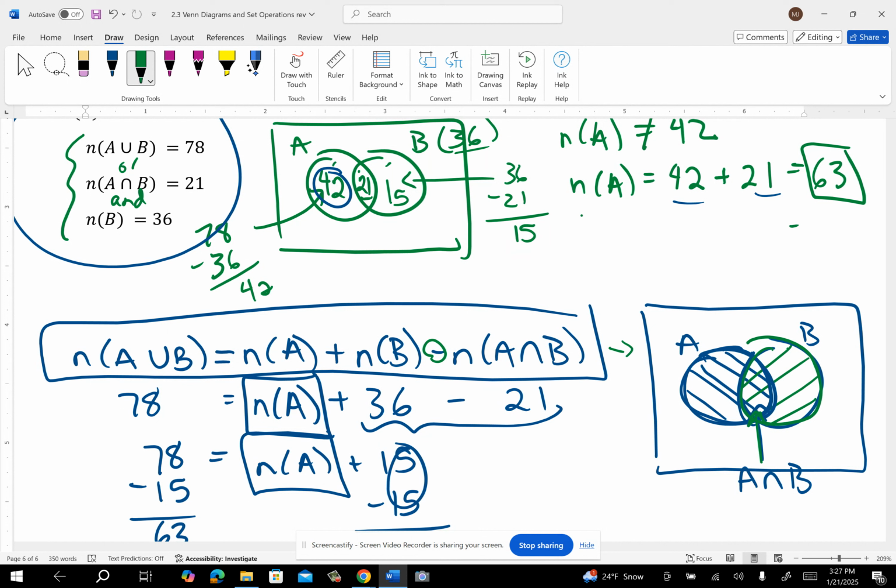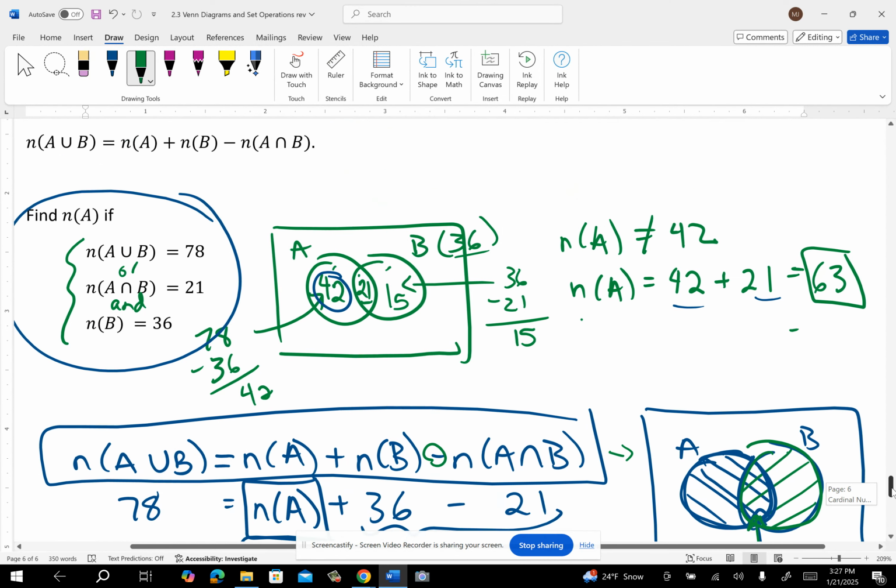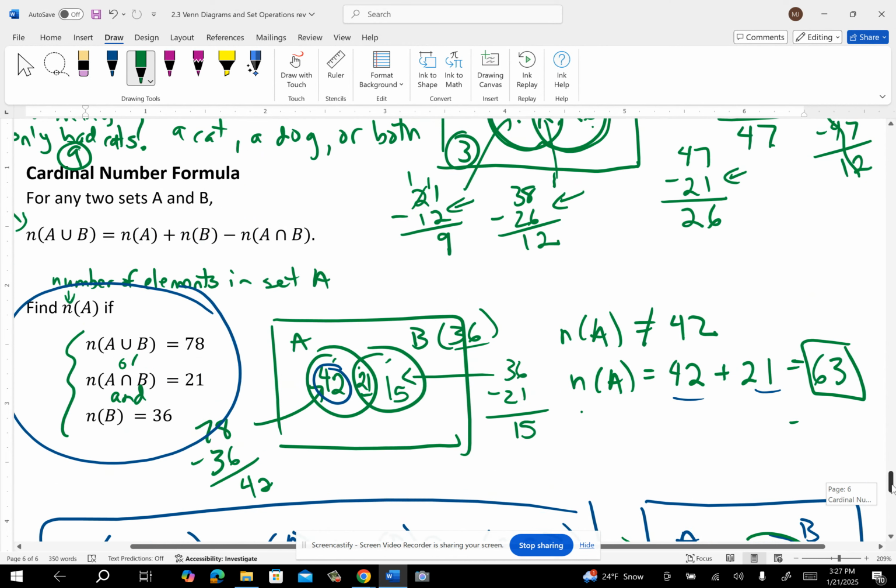Okay? So cardinality is how many elements are in a set. You could use the cardinal number formula for that last problem, or you could reason it out using Venn diagrams instead. And then problems involving survey results like the cat and dog or the water activities problem, those are also in section 2.4.